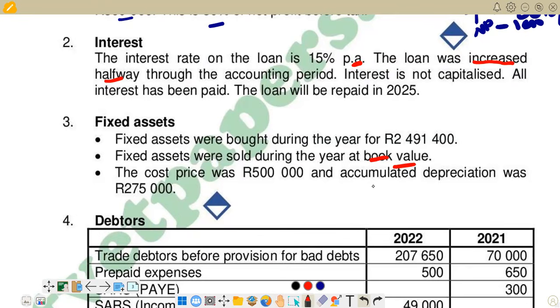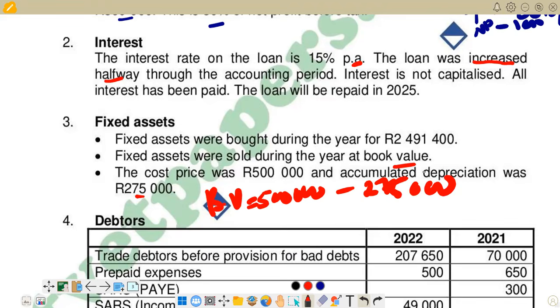They were sold at book value. We know how to calculate that one. Calculation of book value, we say cost minus accumulated depreciation to find the book value. Then the last point is saying the cost price was 500,000 rands. This is of the non-current asset that was sold. The cost price was 500,000 rands, and the accumulated depreciation was 275,000. So to find the book value of this non-current asset that was sold, we are going to say 500,000 minus 275,000.